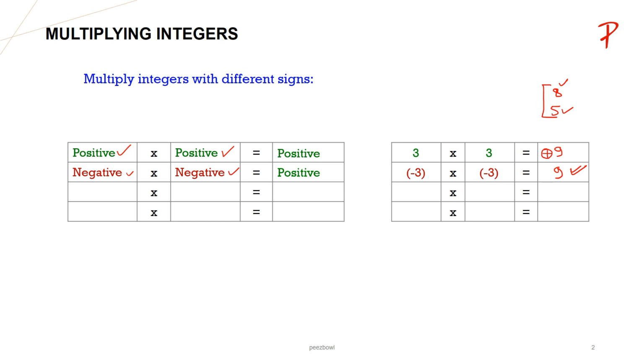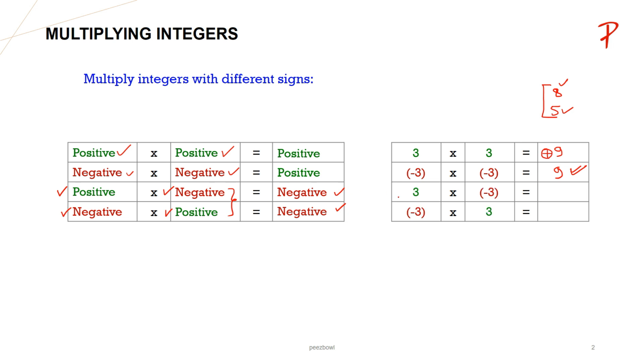Okay. Next, whenever we multiply a positive integer and a negative integer or a negative integer with a positive integer, then the result is always a negative integer. In this case, here we are multiplying a positive integer with a negative integer and a negative integer with a positive integer. So in both these cases, the result of the multiplication is going to be a negative integer, right? Let us take one example.